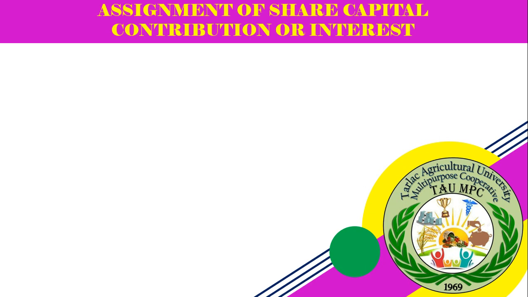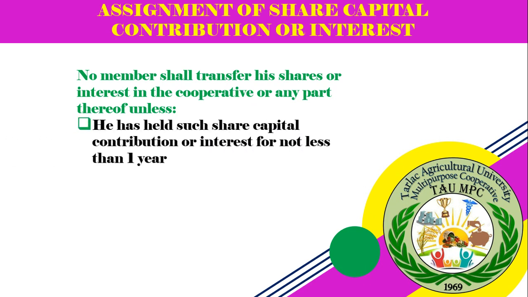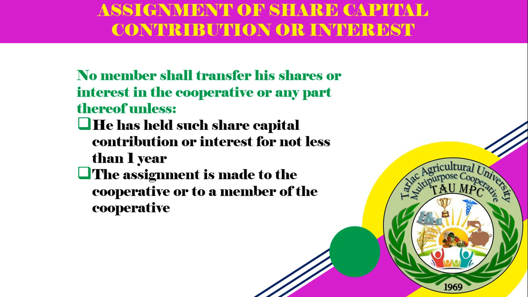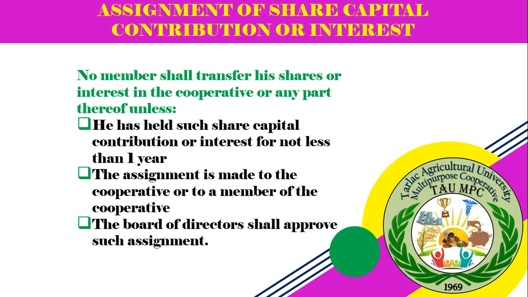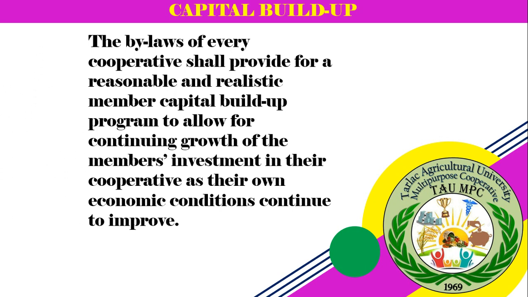Assignment of share capital contribution or interest. No member shall transfer his shares of interest in the cooperative or any part thereof unless he has held such share capital contribution or interest for not less than 1 year. The assignment is made to the cooperative or to a member of the cooperative. The board of directors shall approve such assignment. Capital buildup. The bylaws of every cooperative shall provide for a reasonable and realistic member capital build-up program to allow for continuing growth of the members' investment in their cooperative as their own economic conditions continue to improve.